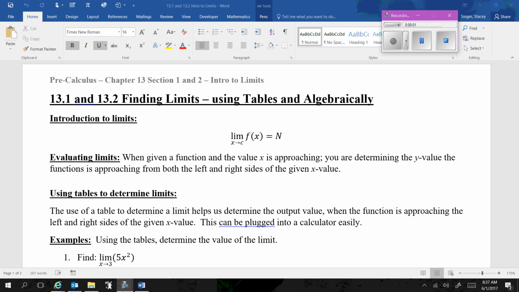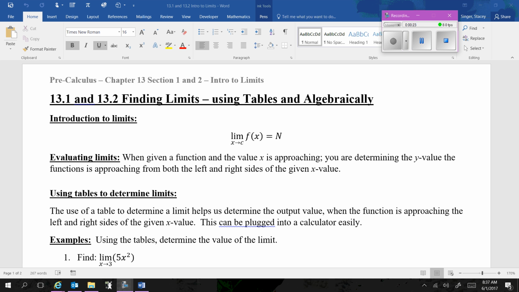Limits. Finding limits using tables and algebraically. Algebraically is the easiest way to do it, especially if it's a simple function that you're plugging into, and you just plug it in and you get your answer. If it's not a simple function, there's other stuff we have to do, which we'll talk about hopefully tomorrow if we get through these.